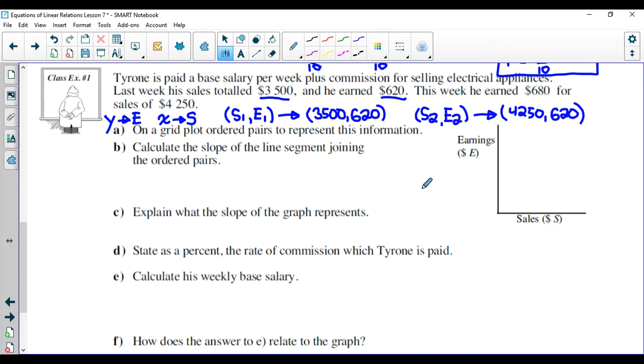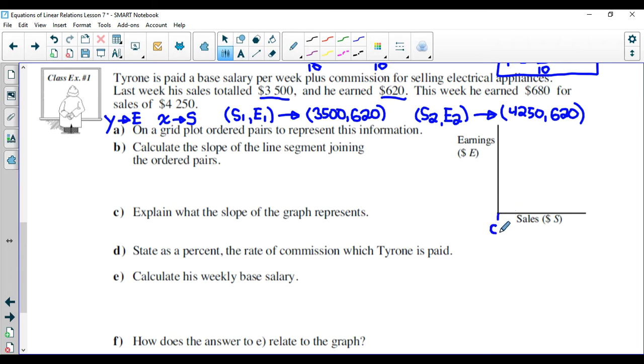Okay, now it says on a grid below, plot the ordered pairs to represent this function. This isn't actually a really great graph to represent this, so I'm going to create a little bit of a scale here to model the problem. Let's look at our x values. The biggest x value is 4,250, so I'll make the graph go up to 5,000. I'll just do a rough sketch here.